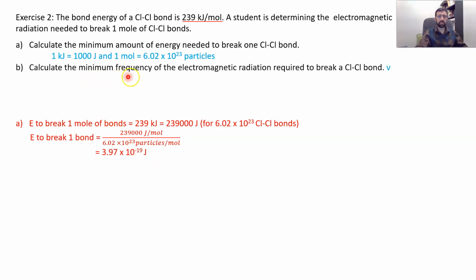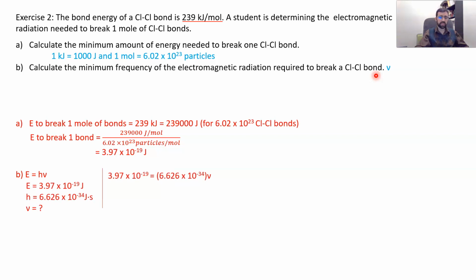Now we want to calculate the minimum frequency, which is represented by the Greek letter nu, of electromagnetic radiation required to break a chlorine-chlorine bond. To do that, we're going to use E equals h nu. And this time we're solving for nu, the frequency. So I'm going to plug in my energy and h, and solve for the frequency. 3.97 times 10 to the negative 19th equals 6.626 times 10 to the negative 34th times nu. To solve for nu, we will divide. And the answer you come out with is 5.99 times 10 to the 14th inverse seconds, or you could say hertz.